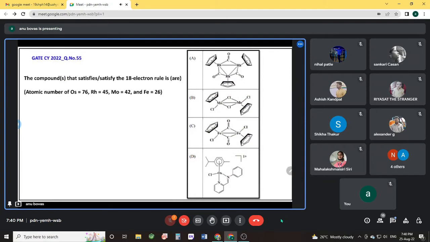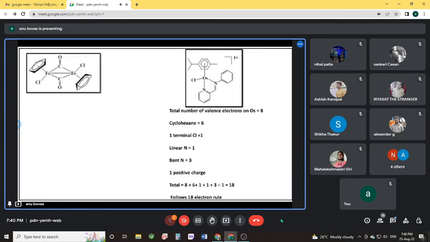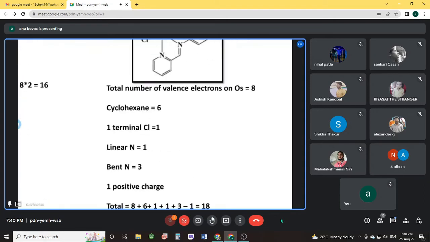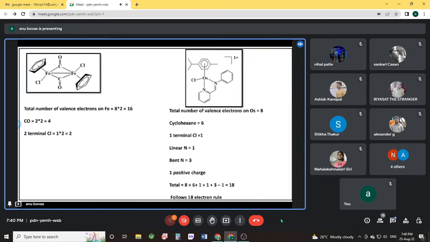Okay, so this is a question from 2022. The first two examples we did as examples. So the next two also we will do now, and we will see whether this one follows the 18 electron rule or not. So the first example, the total number of valence electrons on iron.